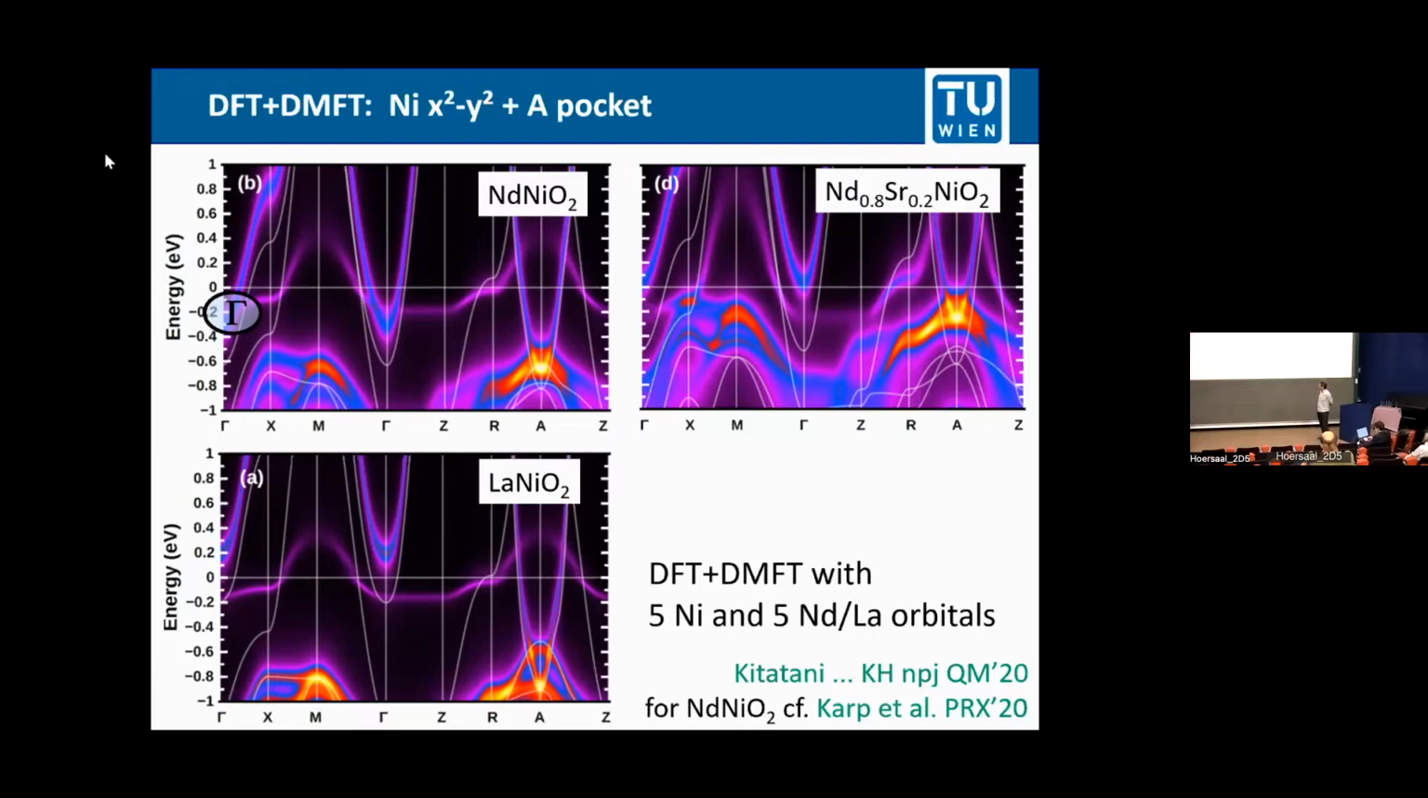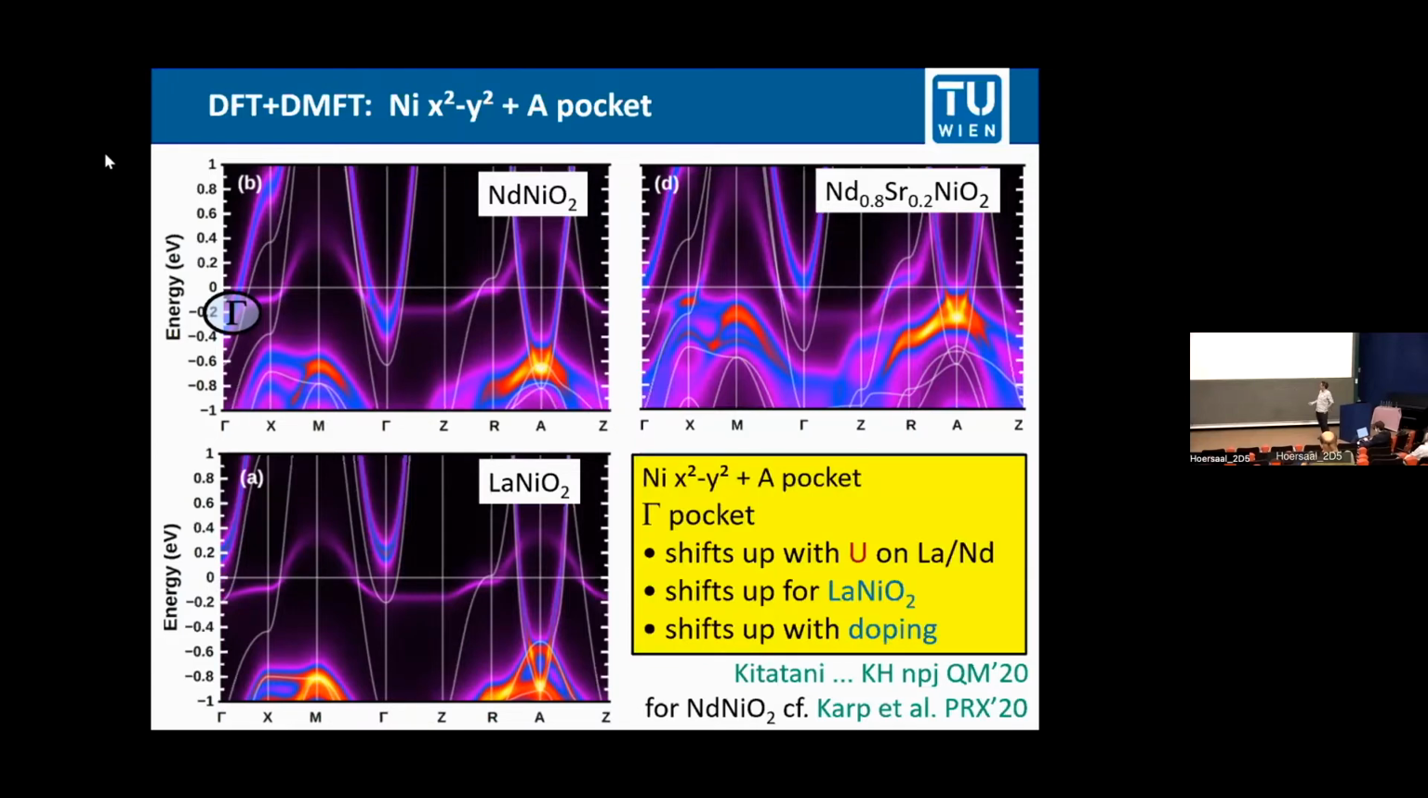So the basic description that we have here is, okay, we have a d x squared minus y squared orbital for the nickel, and we have an A pocket. But the gamma pocket is already widely varying, so it might take up some holes, but that indicates that it would be very complicated for it to play a major part in the superconductivity of the system because it's so sensitive on the doping and on the rare earth compound you have.